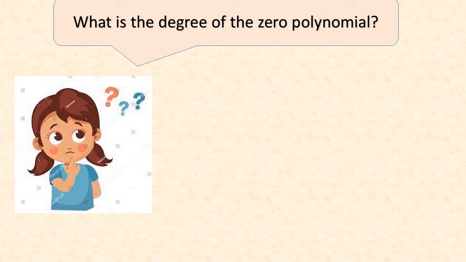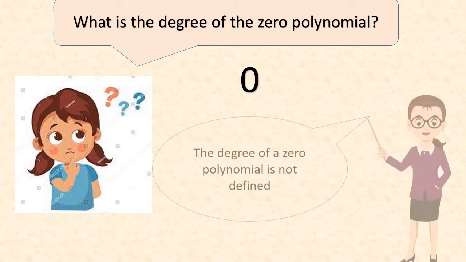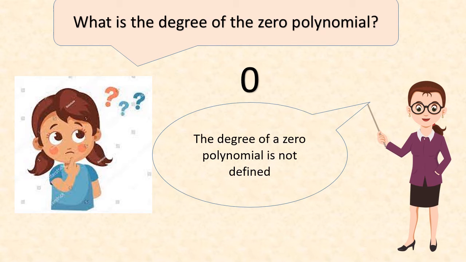What is the degree of a zero polynomial? In the previous case, we saw a constant polynomial and for that the degree was 0. But here, what is the degree of a zero polynomial? Suppose the number is 0, what will be the degree of the polynomial? We will see. 0 is also called a polynomial. It is called a constant polynomial where there is no variable. So what is the degree of the zero polynomial? It is not defined. The degree of the zero polynomial is not defined.